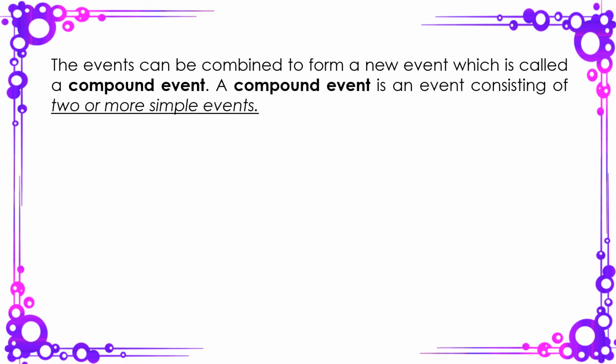So we are done giving examples with the simple events. Now let us move on to a compound event. And what do we mean by a compound event? So the events that can be combined to form a new event is called a compound event. Or a compound event is an event consisting of two or more simple events.